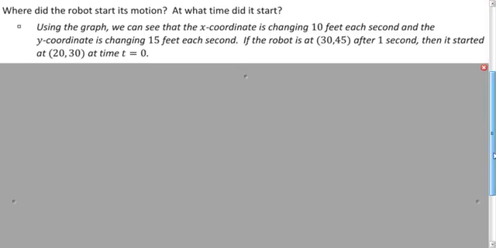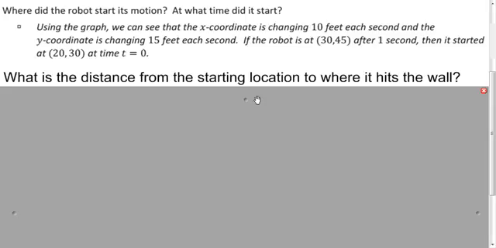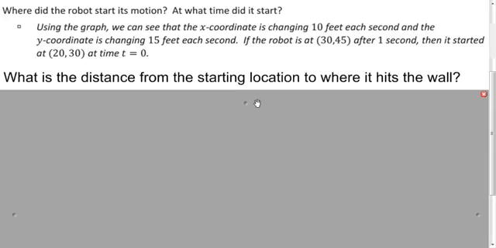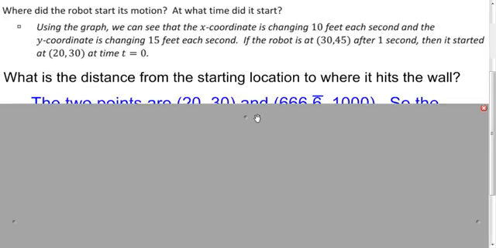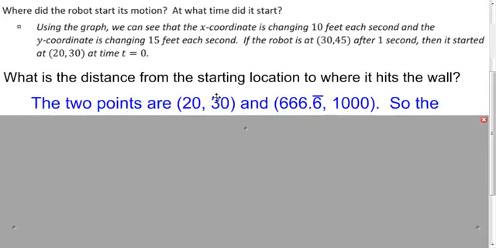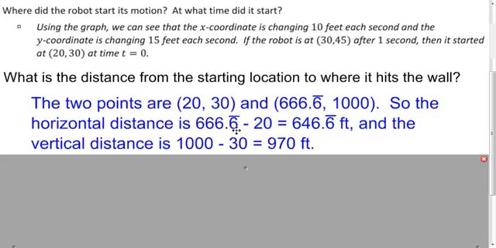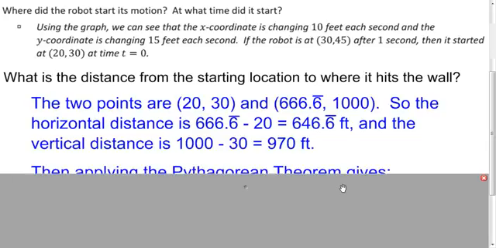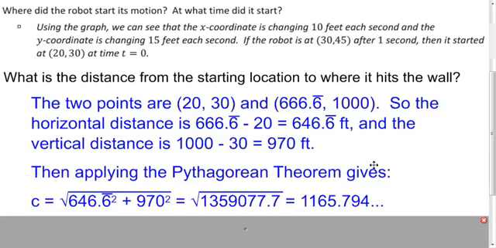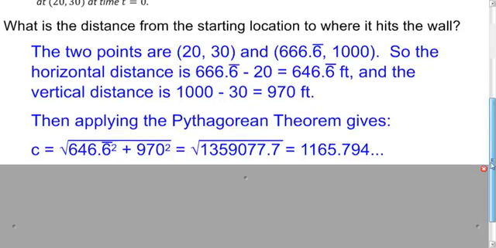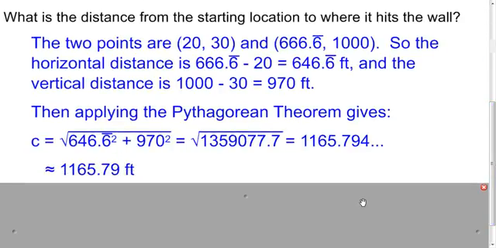And so using our initial point, how can we figure out the distance from the starting location to where it hits the wall? Well, we know the starting location is (20, 30), and we know it ends up at this point. We calculated that before. So if we use the Pythagorean theorem or distance formula, you get the same answer either way. We get our horizontal distance is this, our vertical distance is this one. And so we plug into the Pythagorean theorem or the distance formula. And we end up with about 1,165.79 feet.